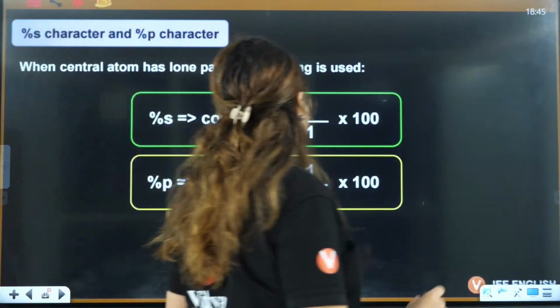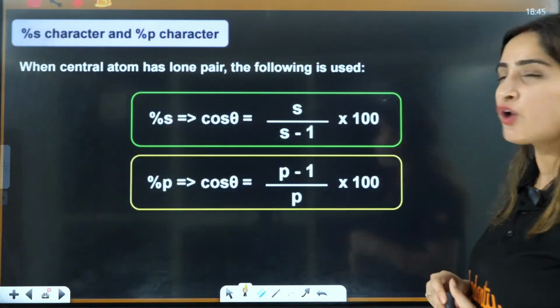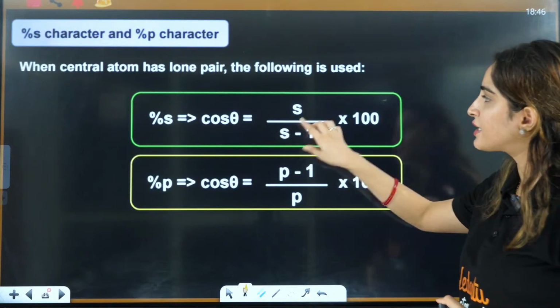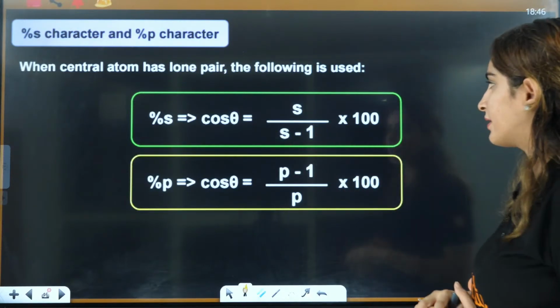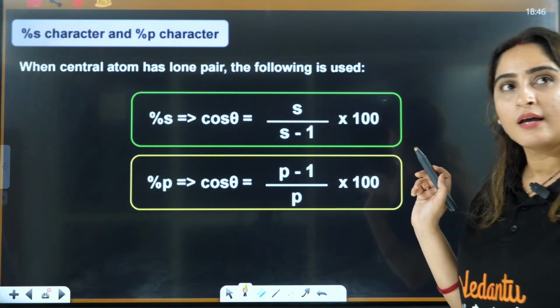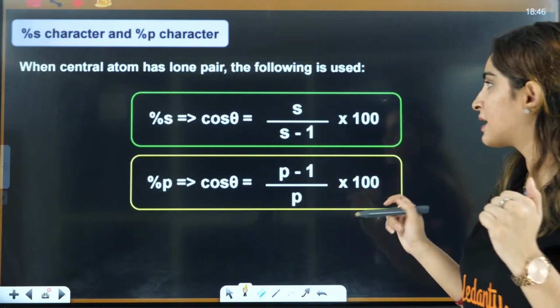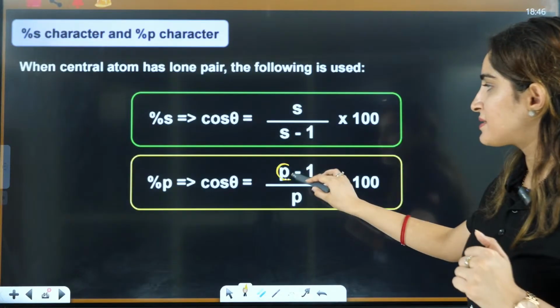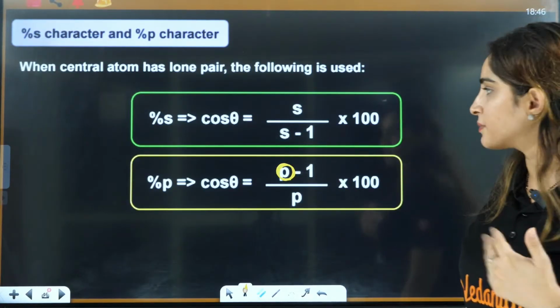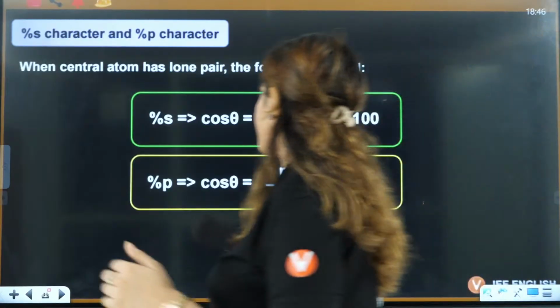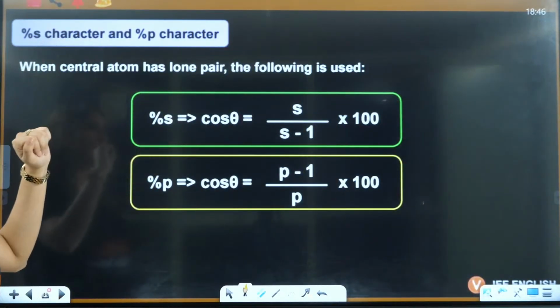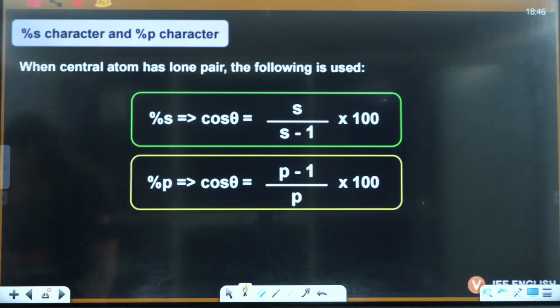Now let's see percentage s character and percentage p character. Percentage s character is given by cos theta equals s by (s minus 1), into 100. s is the s character that you have, how much s you have. Percentage p will represent how much p you have. So that's how you're going to answer this. Let's take one question here to solve this.